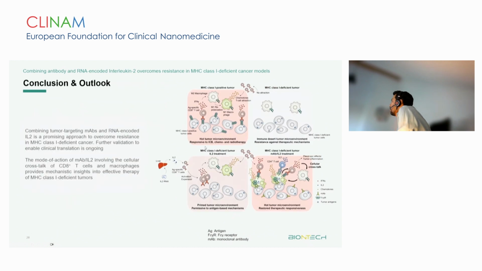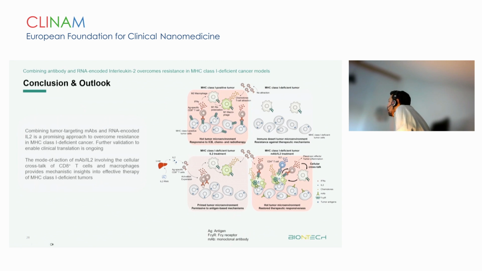So what happens is that in the MHC class 1 positive tumor, everything is hot. Then we have a response to immune checkpoint blockade, chemo and radiotherapy, because we can have T cell infiltration and macrophage infiltration. When we have the deficient tumor, it's a desert, so we don't have any infiltrating cells. Everyone expected we would have a lot of NK cells, but that's not the case.